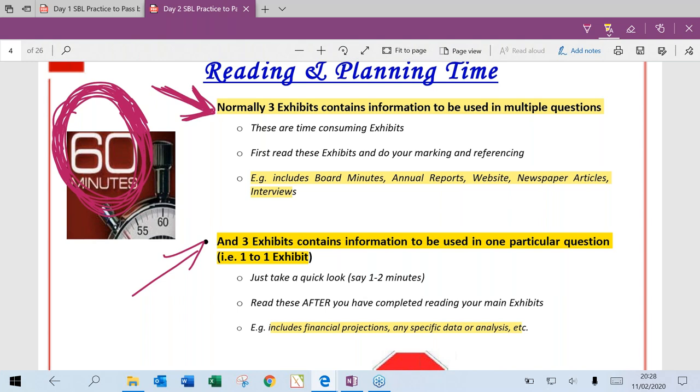Spend the first 60 minutes on complicated exhibits. I repeat, spend the first 60 minutes of reading time on complicated exhibits. Do not waste the first 60 minutes on straightforward 1-to-1 exhibits. Once your 60 minutes are up, you may miss reading the 1-to-1 exhibits, correct? Well, you have to read the 1-to-1 exhibit anyway when you are about to start drafting your answer. So we will read those exhibits when we start drafting the answer.